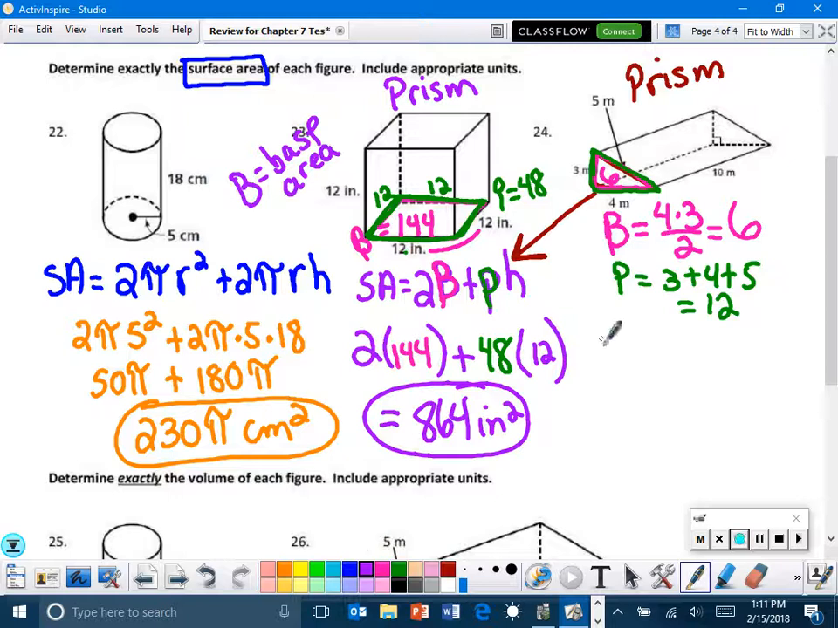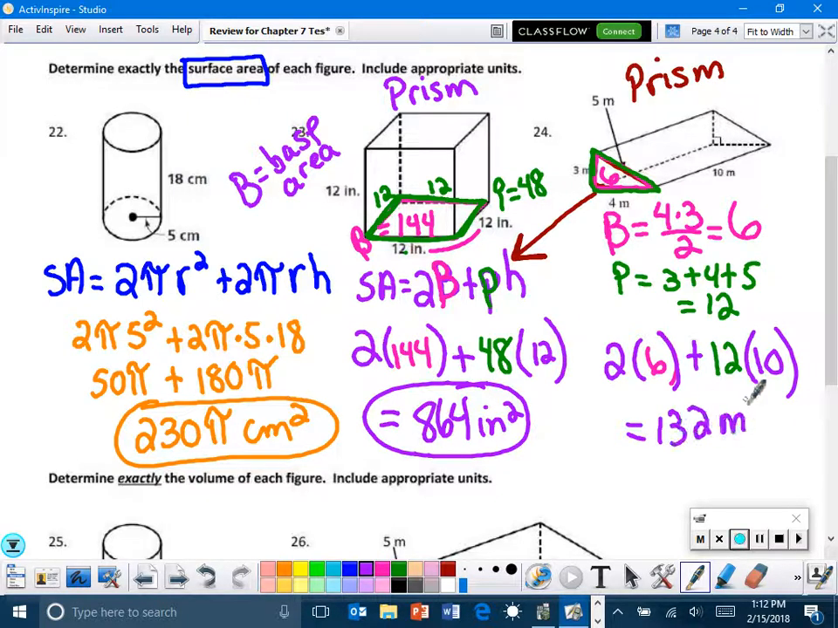Okay, now I can plug my numbers in. So I'm using the same formula. So 2 times 6 plus 12 times the height of that object is 10. All right, I don't need a calculator for this one. 2 times 6 is 12. 12 times 10 is 120. So 12 plus 120 is 132 meters squared.